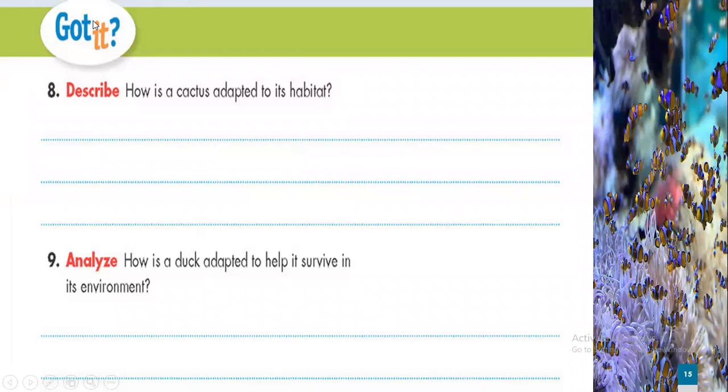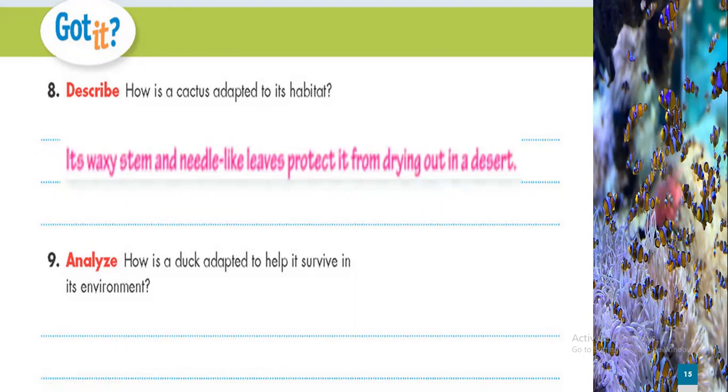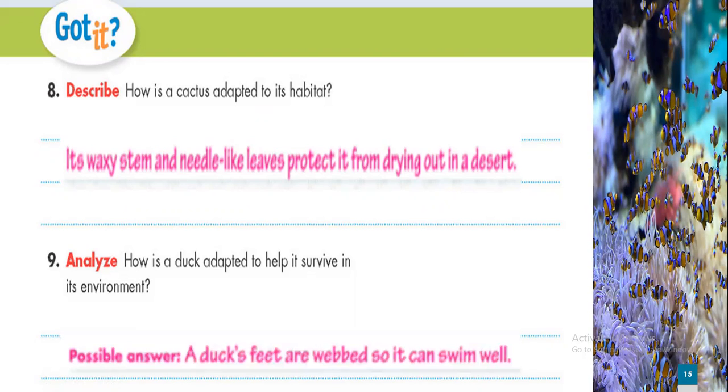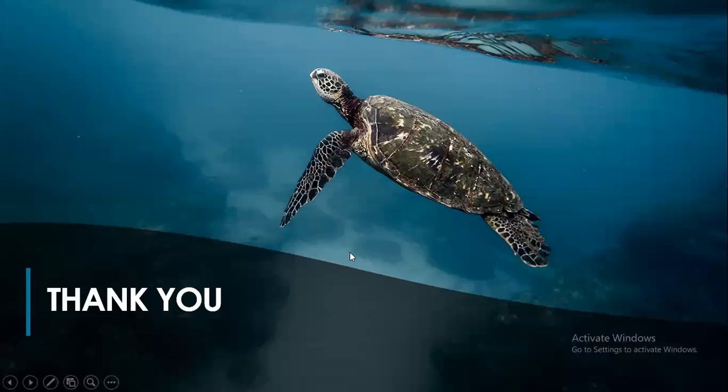Conclusion, we have two questions. How is a cactus adapted to its habitat? Yes, its waxy stem and needle-like leaves protect it from drying out in the desert. Question 9. How is a duck adapted to help it survive in its environment? A duck's feet are webbed so it can swim well.